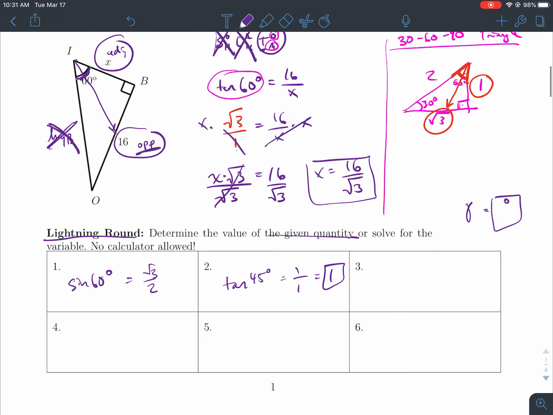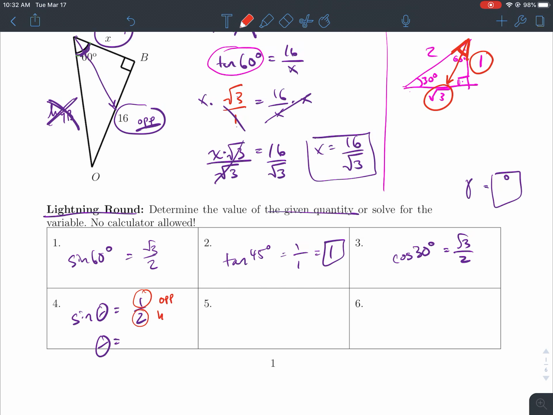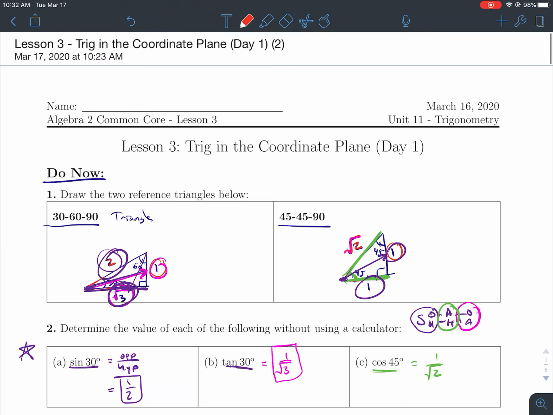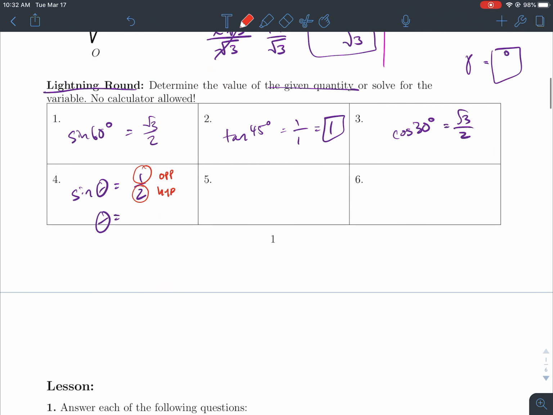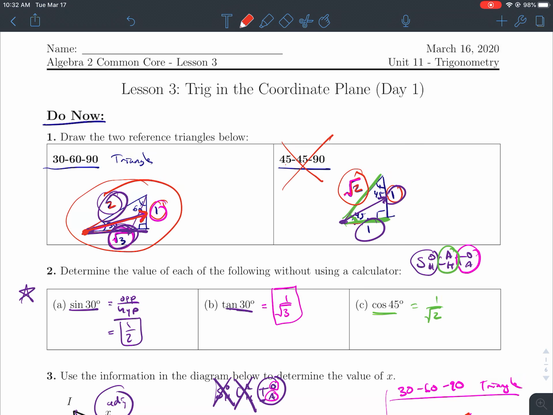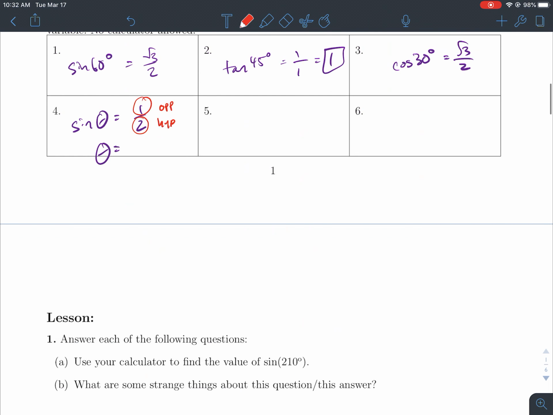For the next one, we had sine of theta is equal to 1/2, and we needed to know what theta was. So if we look for our two reference triangles, we're wondering which one has side lengths of 1 and 2, opposite and hypotenuse. For the 45, 45, 90, the hypotenuse is square root of 2, but we want the hypotenuse to be 2. So it's not this one, which means we're on this triangle. Is there an angle here that has sine equal to 1/2? Well, yeah, that's 30, because opposite from 30 is 1, and the hypotenuse is 2. So theta must be 30 degrees.